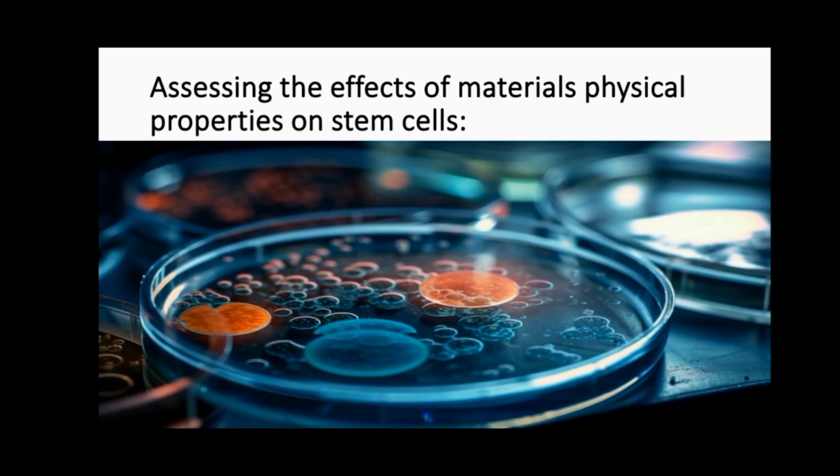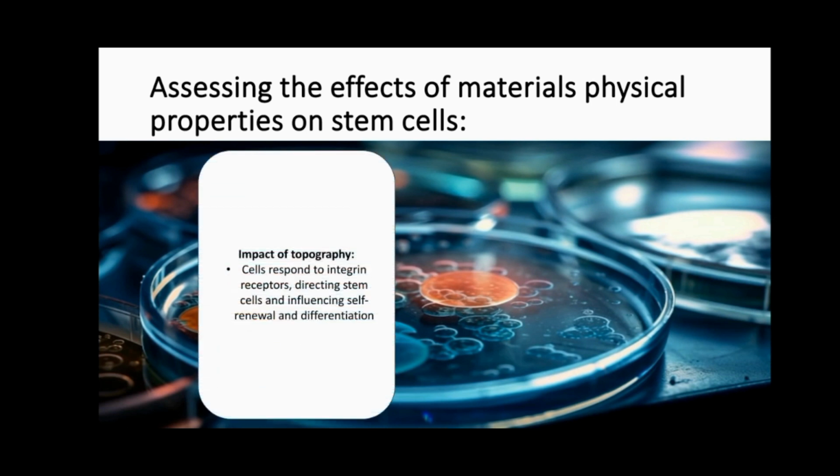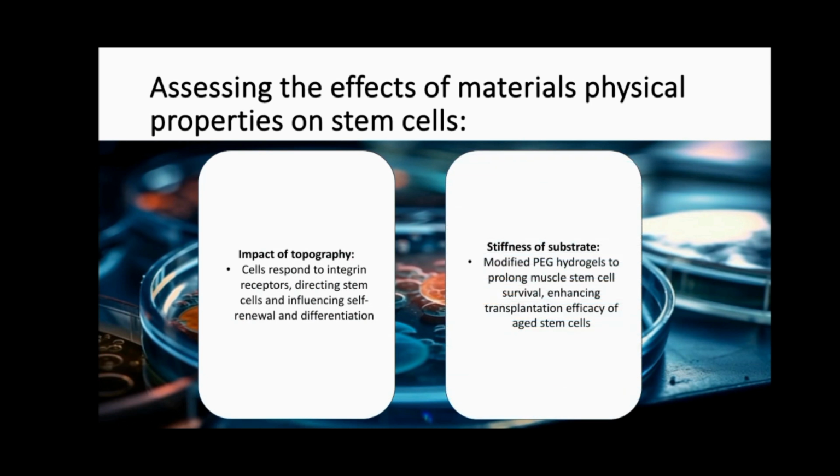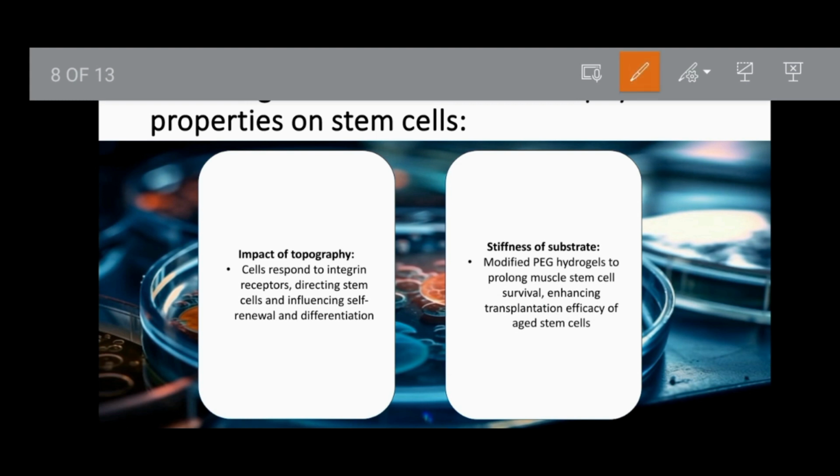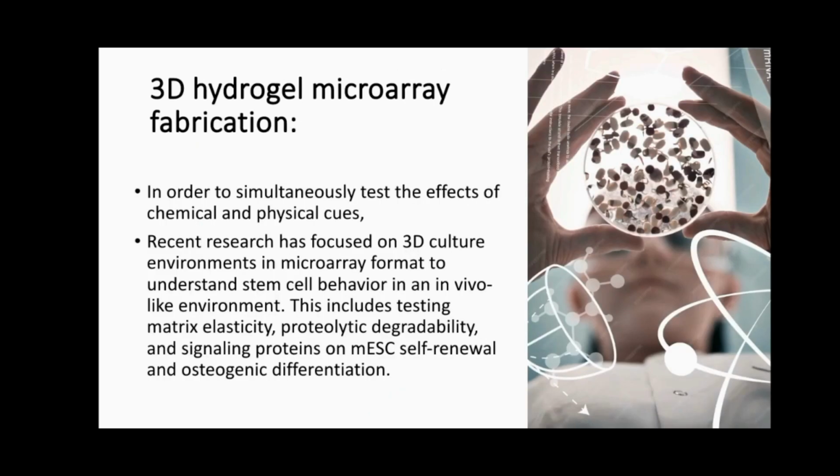Now, we'll discuss effects of physical properties. Two properties are of particular interest, namely topography and stiffness of substrates. When it comes to topography, researchers have found that stem cells show positive response to integrin receptors. Integrins are like little hands that help cells grab onto surrounding environment. And as for the stiffness of substrates, they have negative impacts. So scientists use modified PEG hydrogels. PEG here stands for polyethylene glycol hydrogels to prolong muscle stem cell survival.